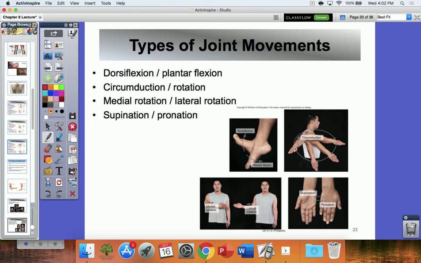And then we have medial rotation and lateral rotation. Medial, again, is middle. Lateral is towards the side. Still rotating, but lateral towards the side, medial towards the middle. Supination and pronation, all about the hand. Supination is where we are putting our hand in the anatomical position, facing forward. Pronation is facing the palm of the hand backwards.